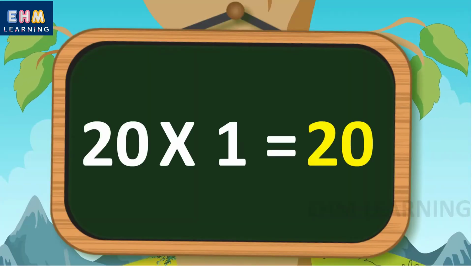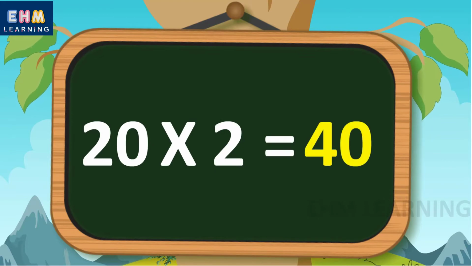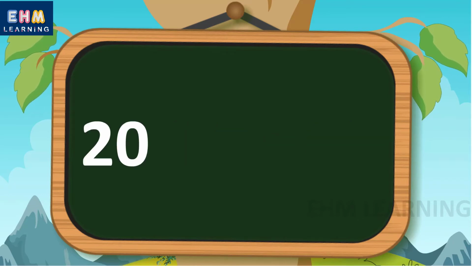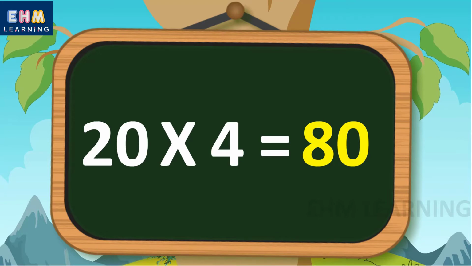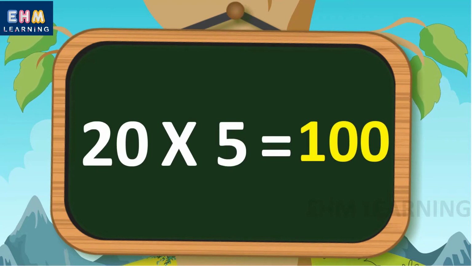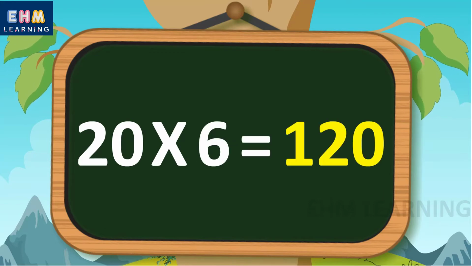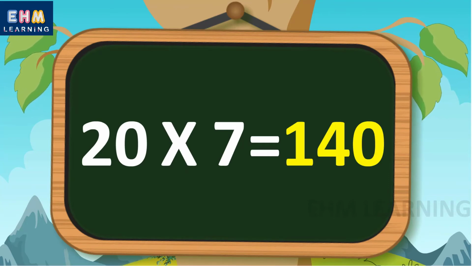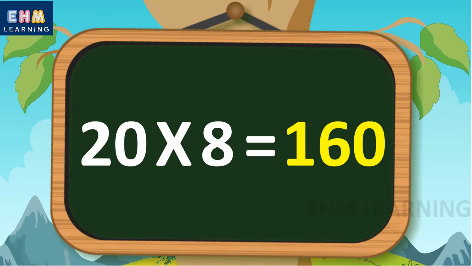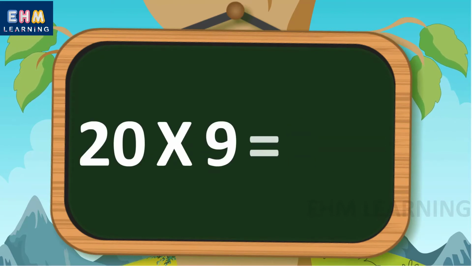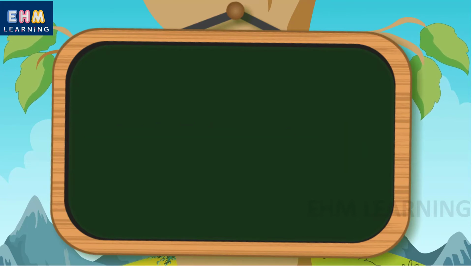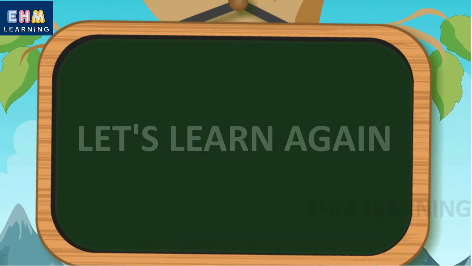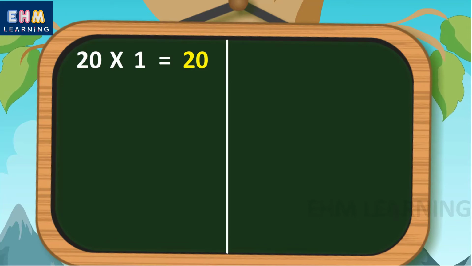20 ones are 20. 20 twos are 40. 20 threes are 60. 20 fours are 80. 20 fives are 100. 20 sixes are 120. 20 sevens are 140. 20 eights are 160. 20 nines are 180. 20 tens are 200. Let's learn again.